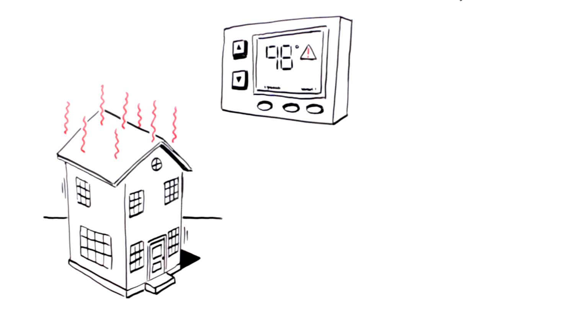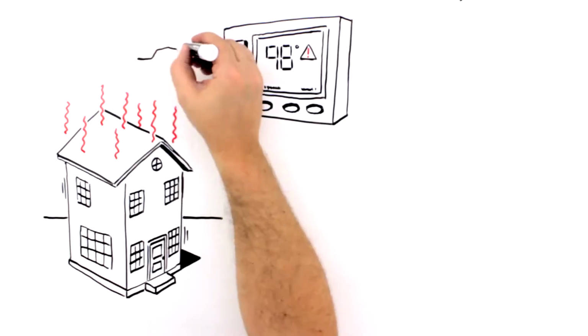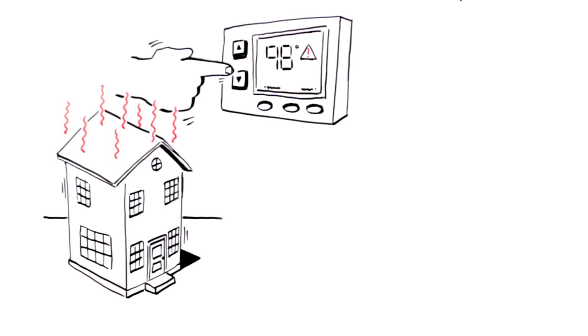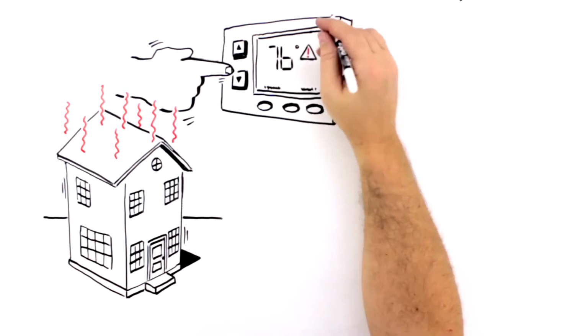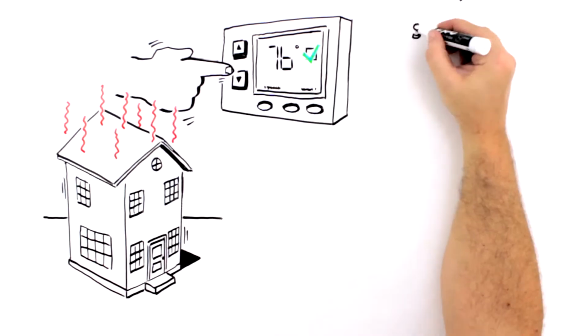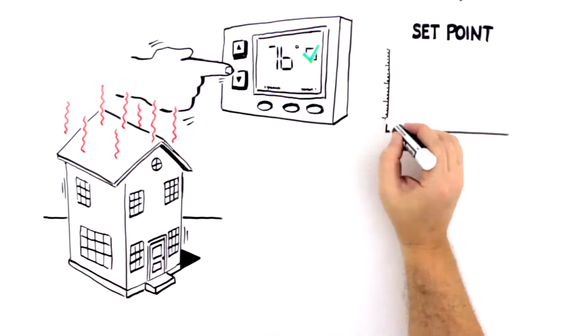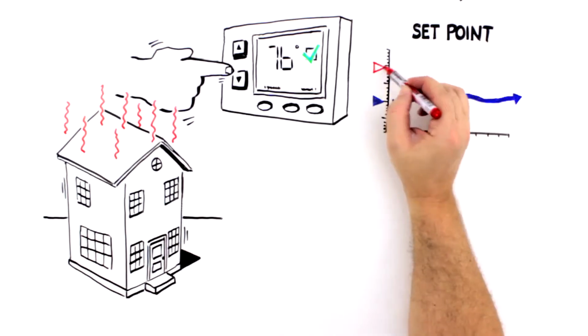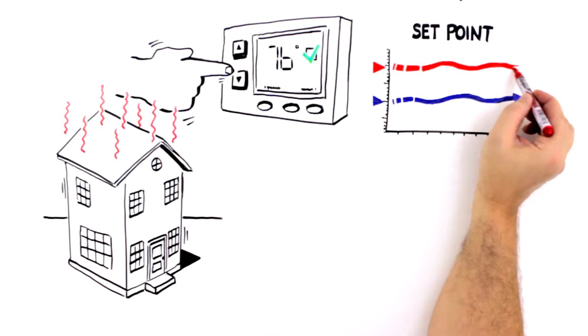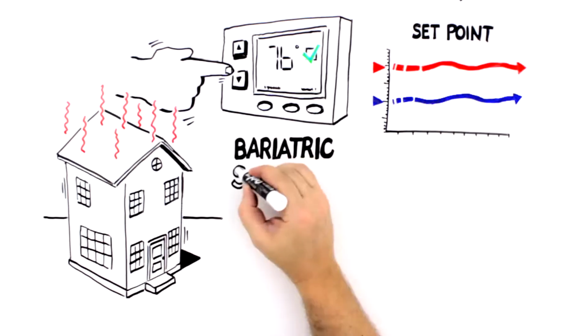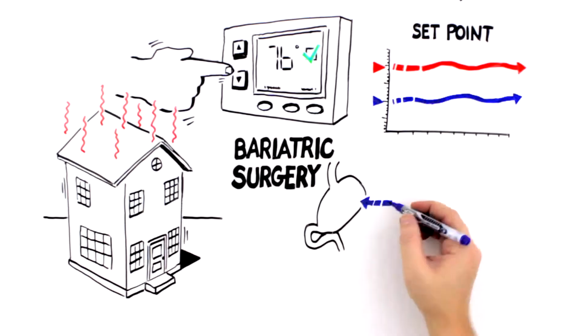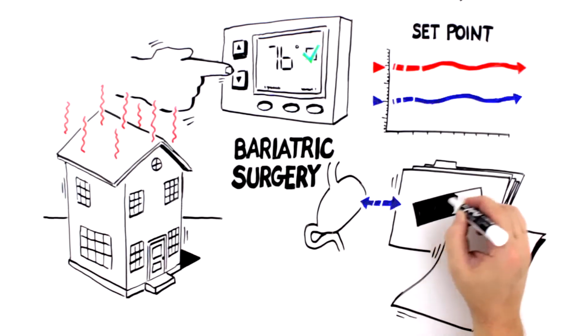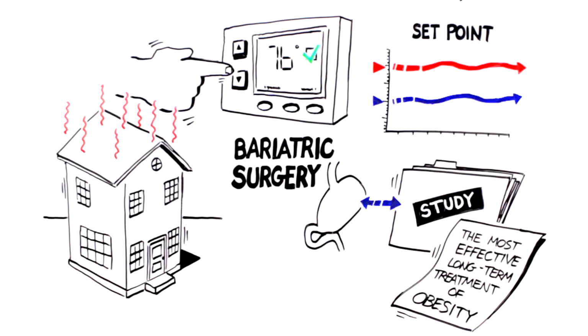What can you do with the elevated set point? Back to our thermostat analogy. Amanda's room temperature was set too high, and she needs to lower her thermostat temperature, or in other words, find a way to lower her set point. She needs to find a way to make her body regulate itself to a new lower weight. One option for Amanda to consider is bariatric surgery. In study after study, it's been shown to currently be the most effective long-term treatment of obesity.